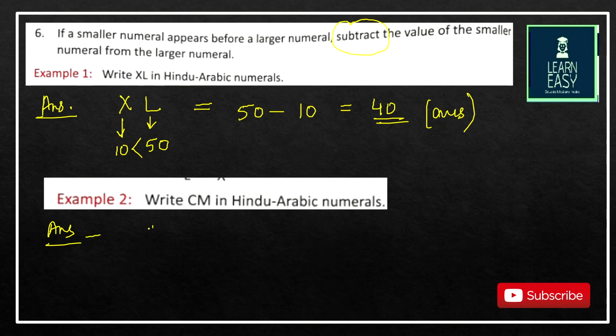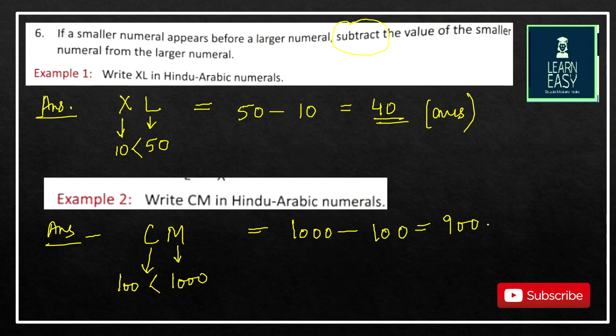Similarly, if I see the example number 2, I have CM. Now CM means M is 1000 and C is 100. So obviously 100 is less than 1000, right? So I will subtract 1000 minus 100 and I will get 900. So this is my answer. Am I clear to all of you?